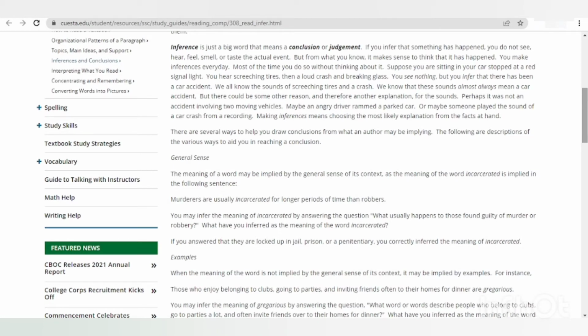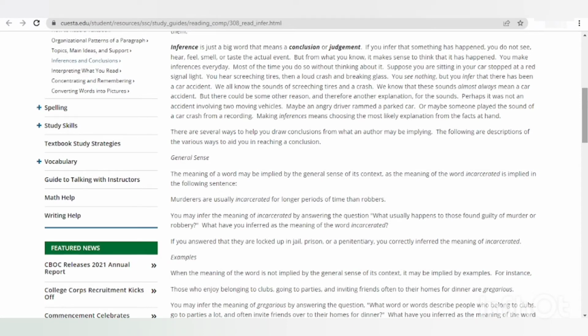So there are several ways to help you draw conclusions from what an author may be implying. The following are descriptions of various ways to aid you in reaching a conclusion. One way is by general sense. The meaning of a word may be implied by the general sense of its context, as the meaning of the word incarcerated is implied in the following sentence.